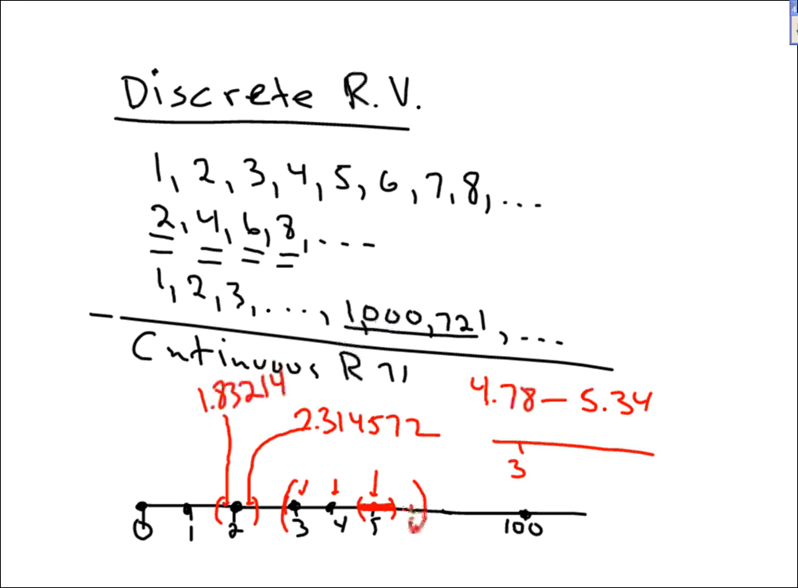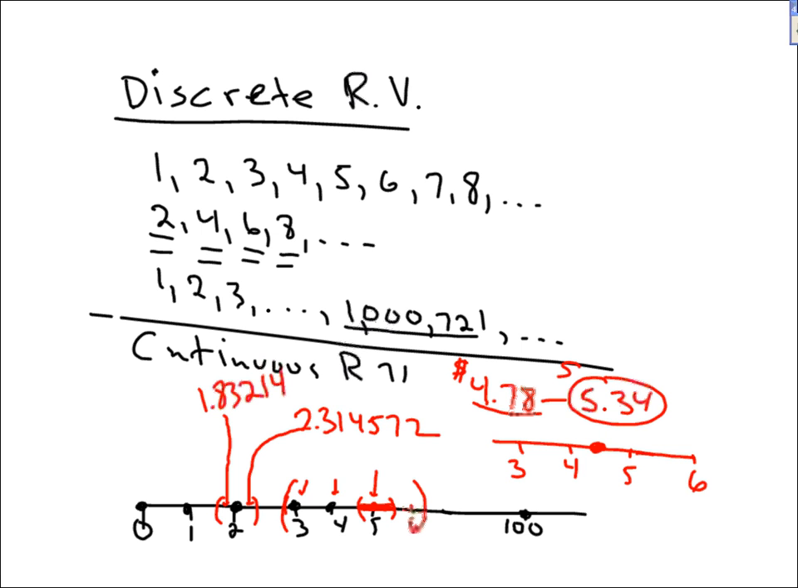Because here's 3, and here's 4, and here's 5, and here's 6. And 4.78, think dollars and cents, is more than $4, less than 5. For argument's sake, it's right there.